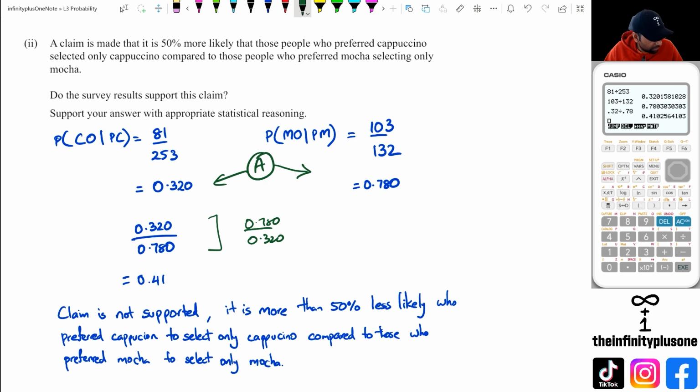But if you do calculate the relative calculation, that ends up with a merit. But if you had written something like it's 41% more likely, then that's actually incorrect, because it's the other way around. And then finally giving the reason gets you an E grade for this.